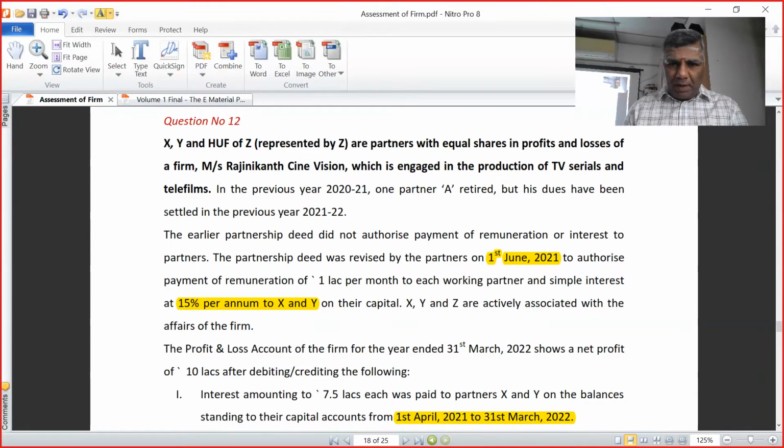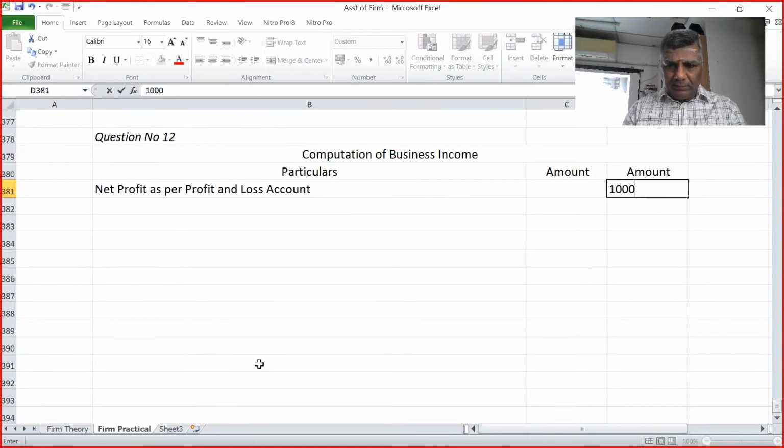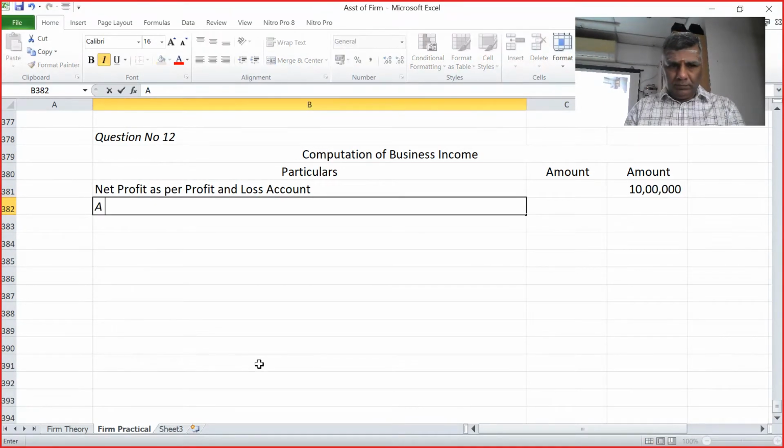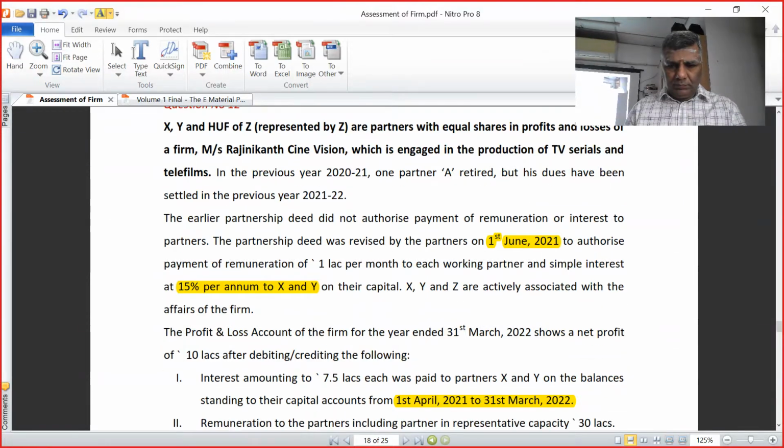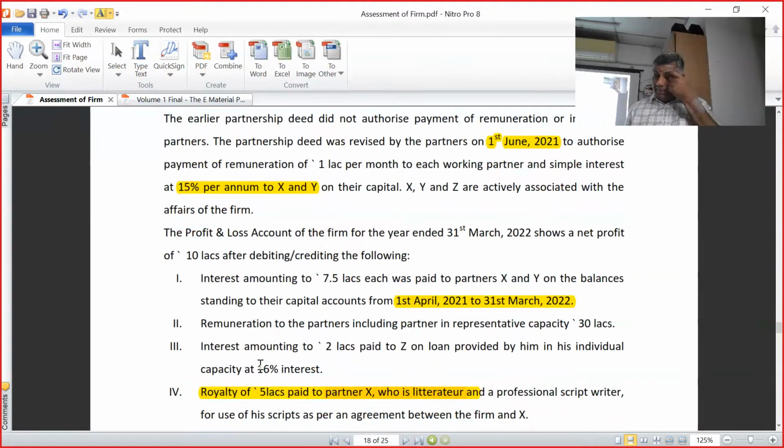Net profit as per profit and loss account, 10 lakhs. My dear friends, two partners are eligible for interest. Two partners, each partner 7,50,000. So totally 15 lakhs is the interest paid at 15% for the whole of the year.